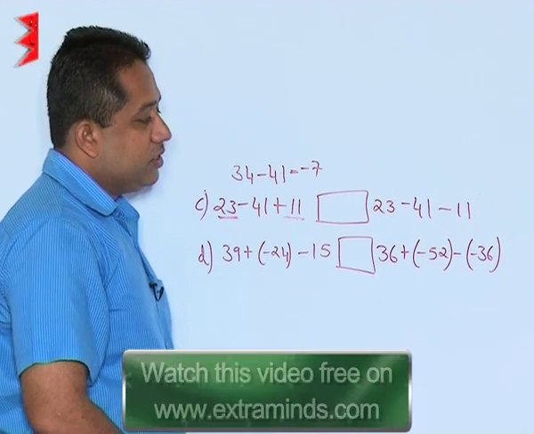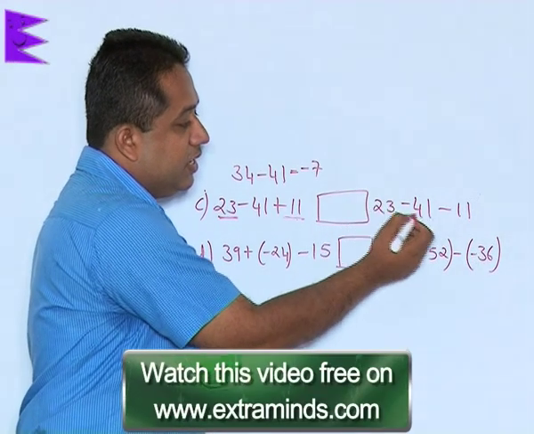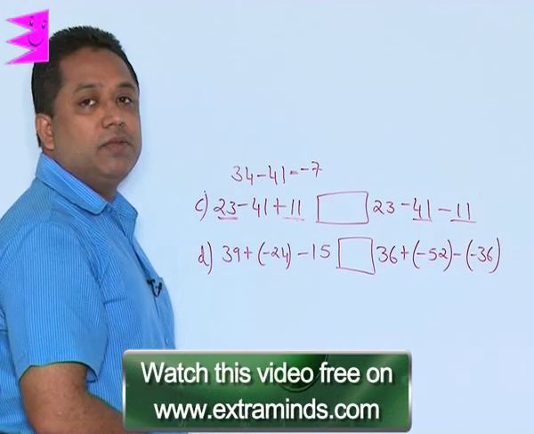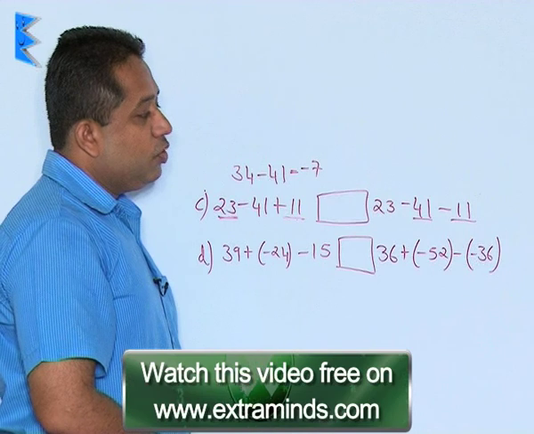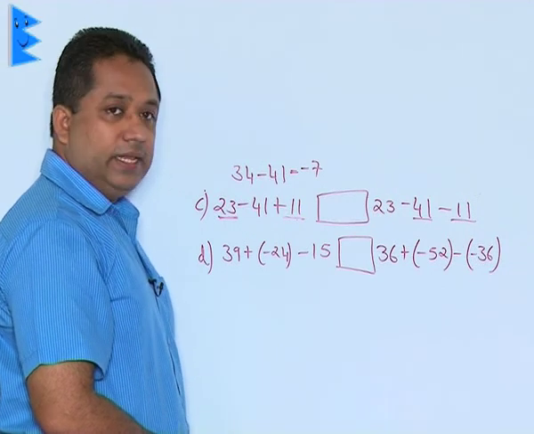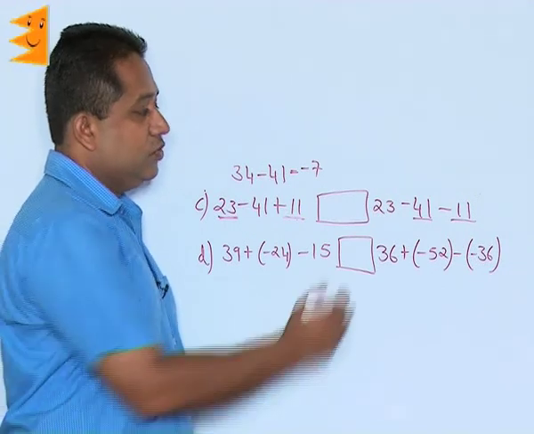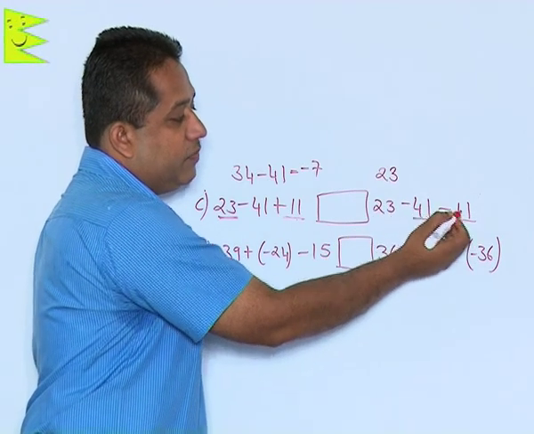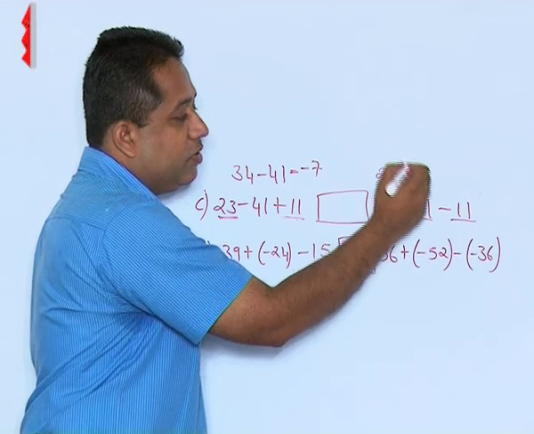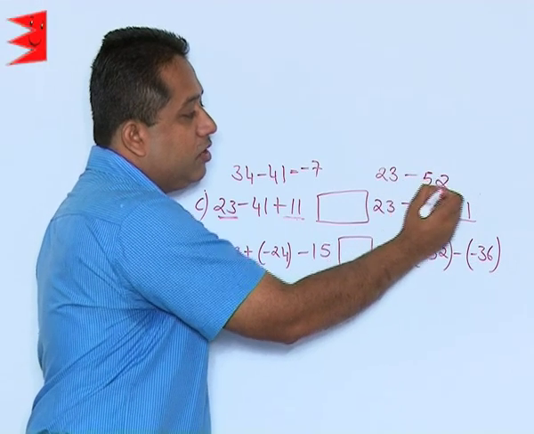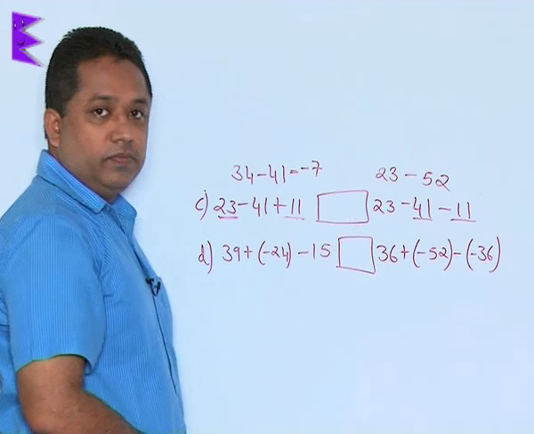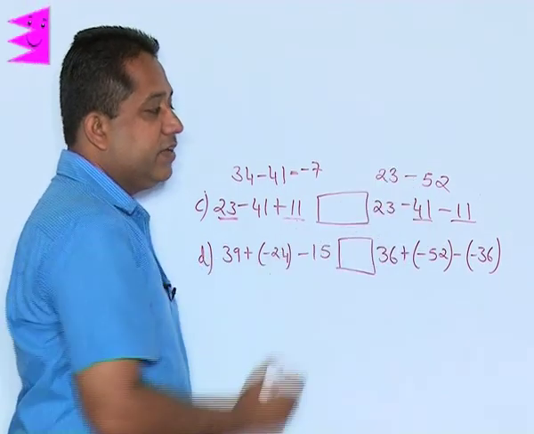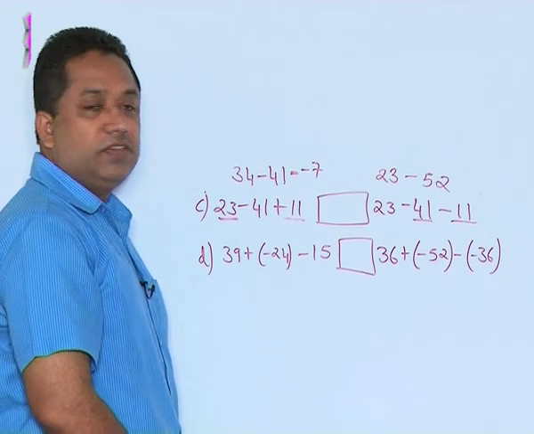Now look at the RHS. This is going to be 23 and we have two negative numbers here, minus 41 and minus 11. So two negatives are there, so we are going to add them up. Minus and minus is plus, so we add. When we add 41 and 11, we get 52, and we put the same negative symbol because 41 is the bigger number and the symbol before 41 is negative. So we have 23 minus 52.